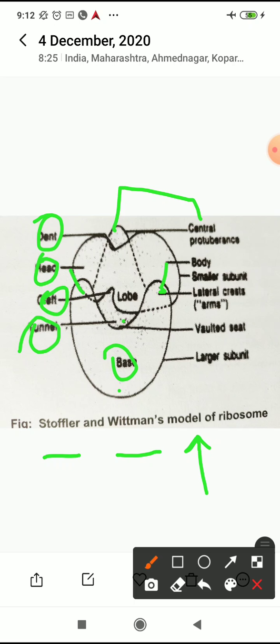Now chemical composition: 70S ribosome contains RNA and protein in 2:1 ratio, while 80S ribosome contains RNA and protein in equal amount, that is 1:1 ratio. Molecular weight of 80S ribosome is between 4 to 5 million, and molecular weight of 70S ribosome is 3 million, measured in Daltons.